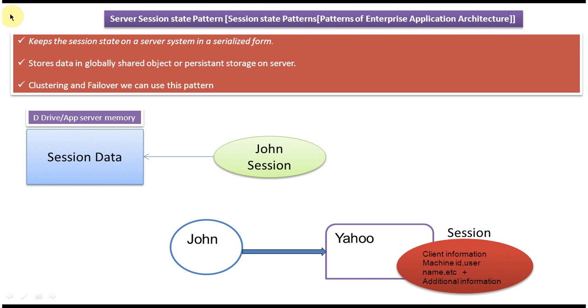Now if you read this, you will understand it. Keeps the session state on a server system in a serialized form. So we are keeping the session information in a server system, D drive or app server memory, in a serialized form, and store data in a globally shared object or persistent storage on the server. So we can keep this session data information in the persistent storage, like D drive or app server memory. That's what it is telling.